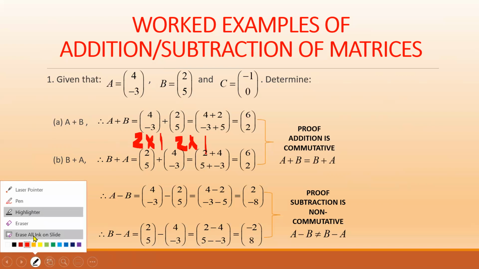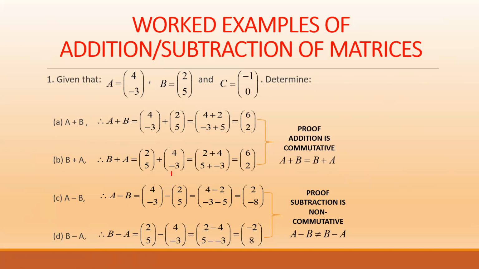Now that we realize that they're compatible, we should go ahead and add corresponding elements. So 4 in matrix A corresponds to 2 in matrix B, and negative 3 corresponds to 5 in matrix B. That is how we're going to add. And what is between the two matrices? We have an addition sign, so it means that we're going to add the elements. Let us move now to this step here, which shows how we're adding the elements.